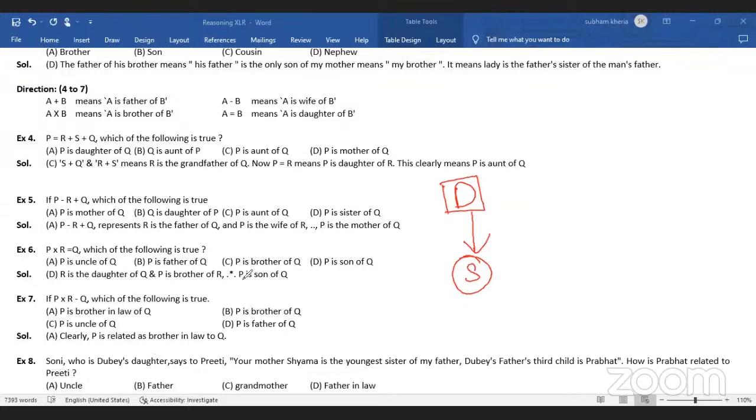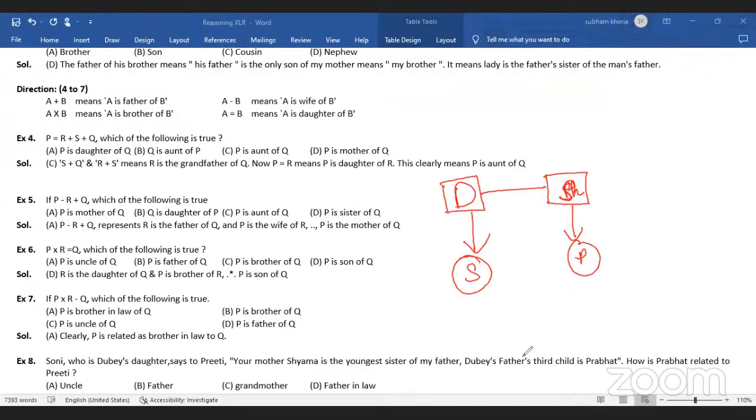Okay? Then we have, says to Preeti, your mother Shyama is the youngest sister of my father. So sibling, I told, sibling is like this. Shyama, SH. Shyama is SH. And Shyama's daughter is Preeti. Shyama's daughter is Preeti. This is done.